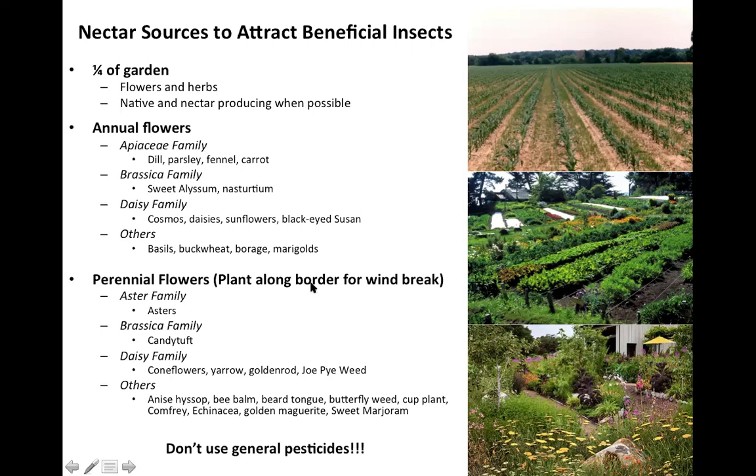Okay, so nectar sources. Again, we want to think about planting at least a quarter of your garden as flowers and herbs. Particularly native flowers if possible, and then herbs. I really like perennial herbs like lavender and sage and things that just constantly produce. But there are a lot of great annual herbs like dill and basil.